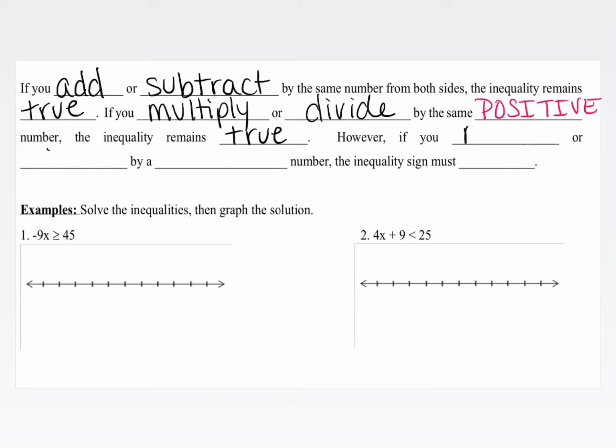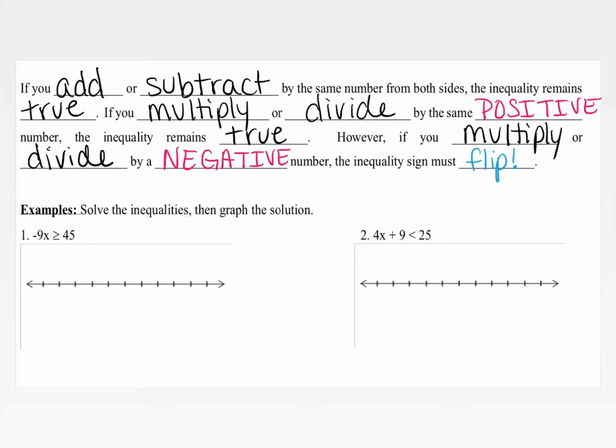However, if you multiply or divide by a negative number, then the inequality sign must flip, or else the inequality will not be true. Let's look at some examples.